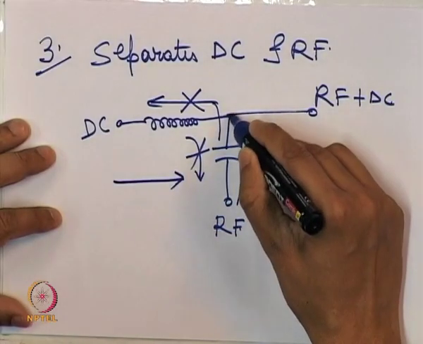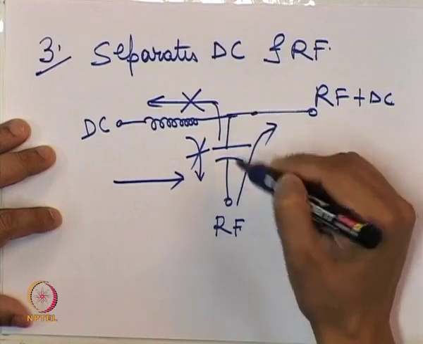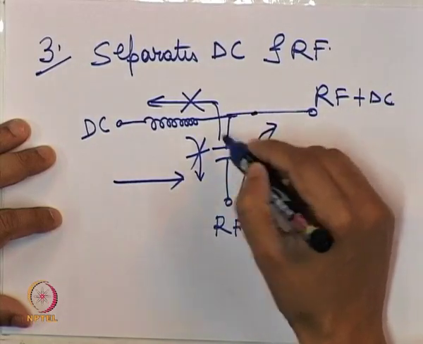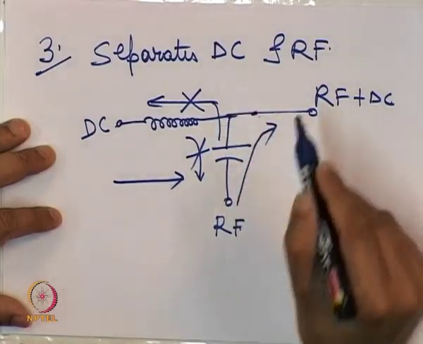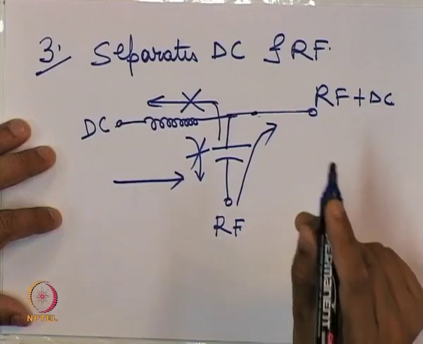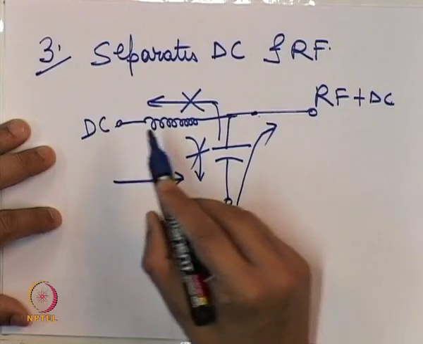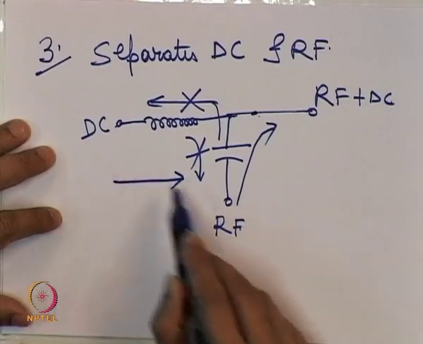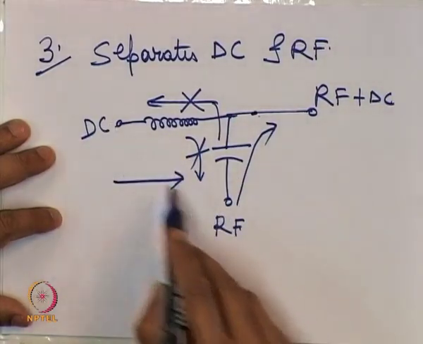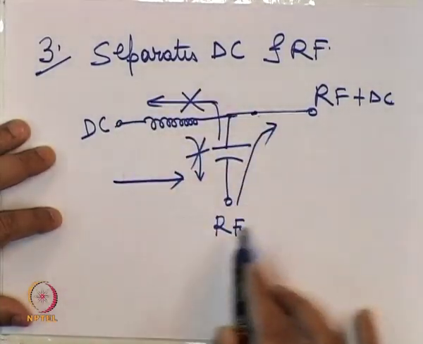So, that is the basic. At the output here only DC is coming from this side and RF is coming from this side, and the two are mixed. So, separation means that you have a separate DC supply and a separate RF supply, and the two networks are not interfering with each other, and that is achieved by this bias network.